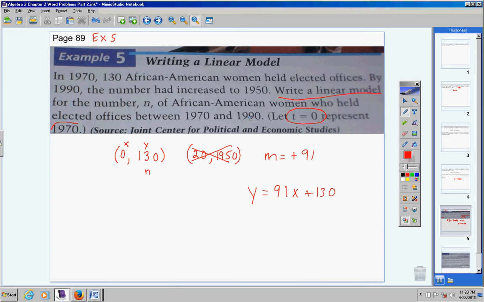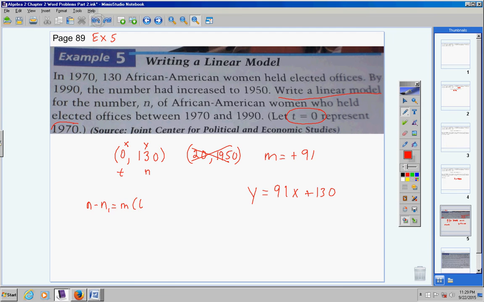What else did they tell us? Here it is. T equals 0 represents 1970. So my time right here, 0, is represented by t. So x should really be represented by t. So Mr. Earhart, why did you not tell us that at the beginning? Guys, are you kidding? I don't want to try to write a model like this: n minus n subscript 1 equals m, t minus t subscript 1. That would have confused you guys so badly.